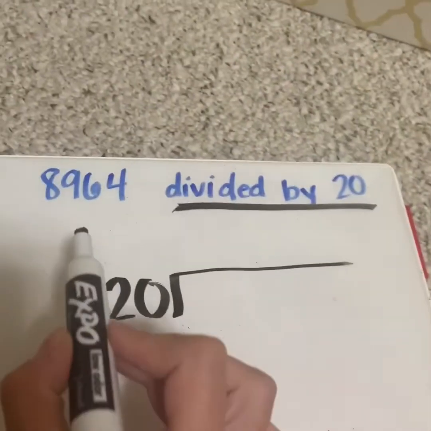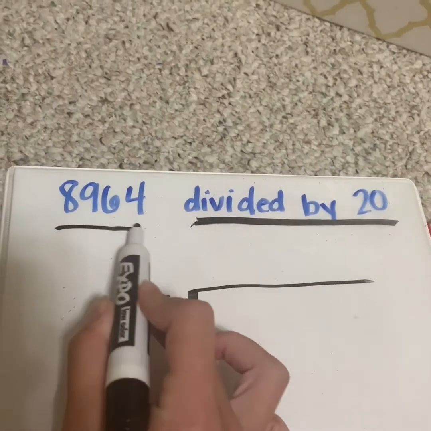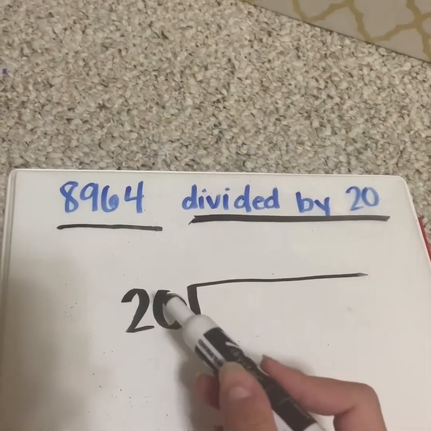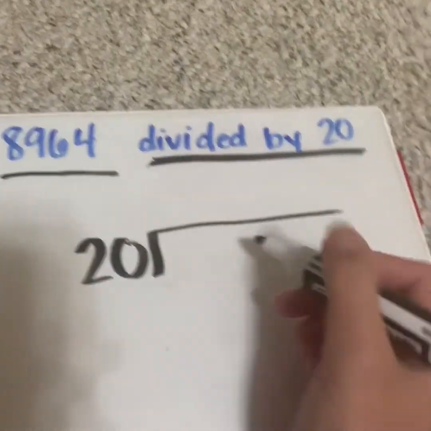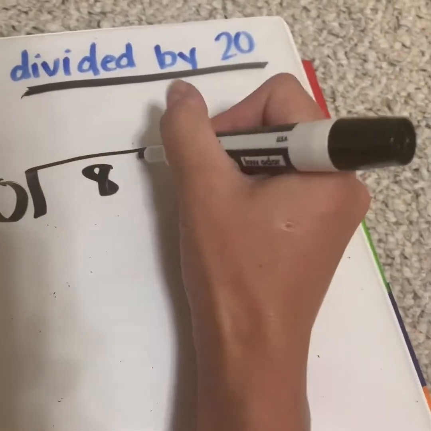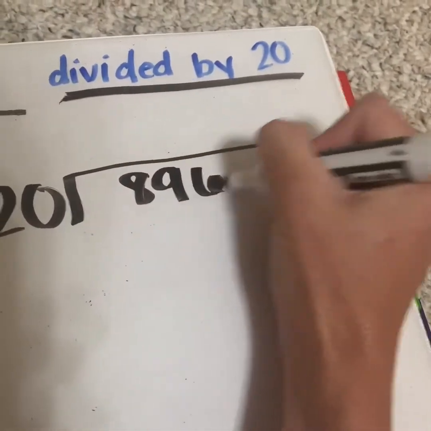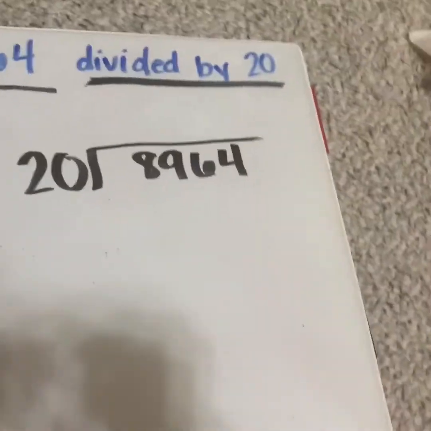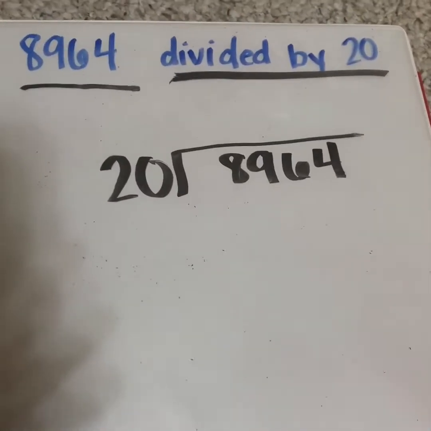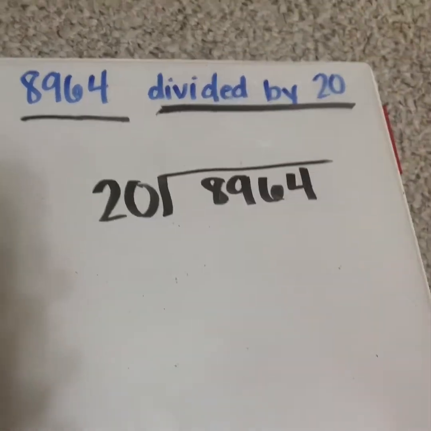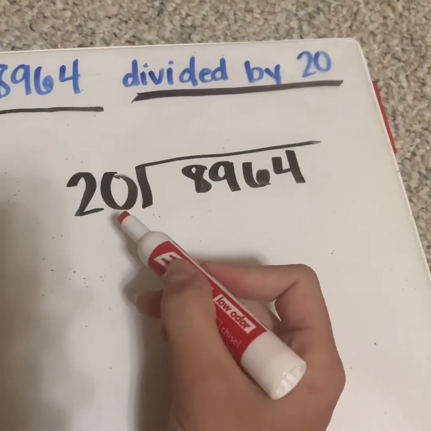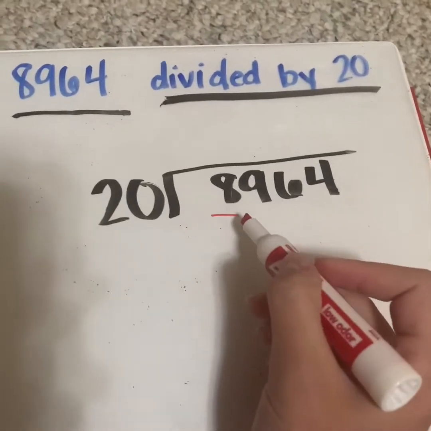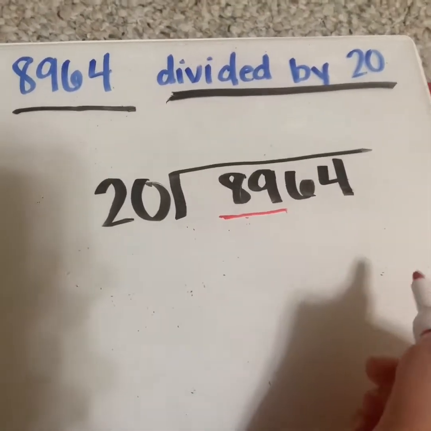Then I'm left with my larger number, 8,964. If I already have my divisor, then this is going to be my dividend. So we have 8,964 as my dividend. So now we're ready to divide this problem. So I'm going to switch colors here. We have 20, and then we always start with our first number. 20 cannot go into 8, so I'm going to move on to 89.